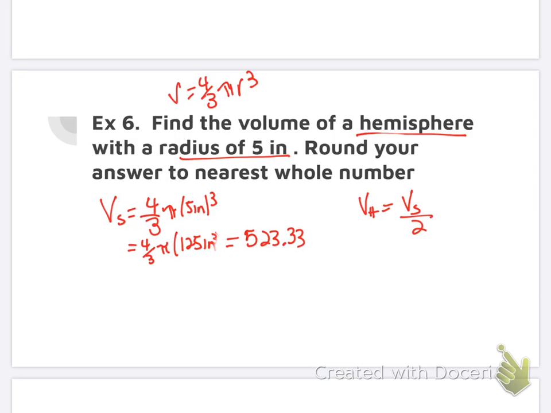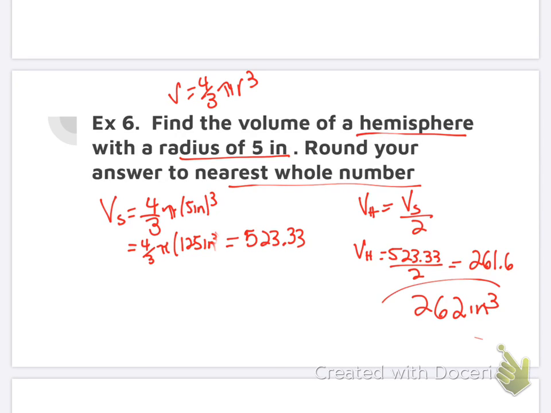523.33. And then to find the volume of our hemisphere, we're going to take that 523.33 divided by 2. That gives me 261.6. Remember, we're rounding to the nearest whole number, so 262 inches cubed for our volume of that hemisphere.